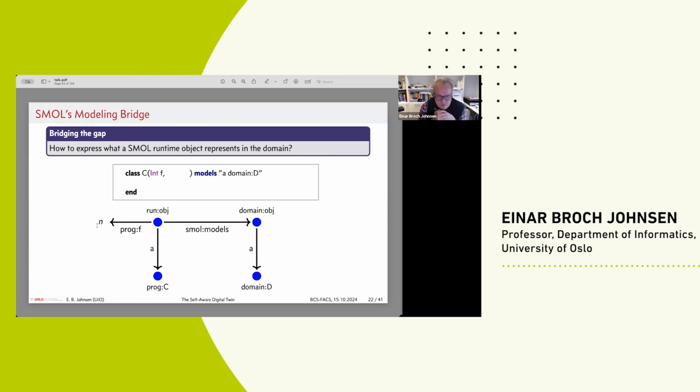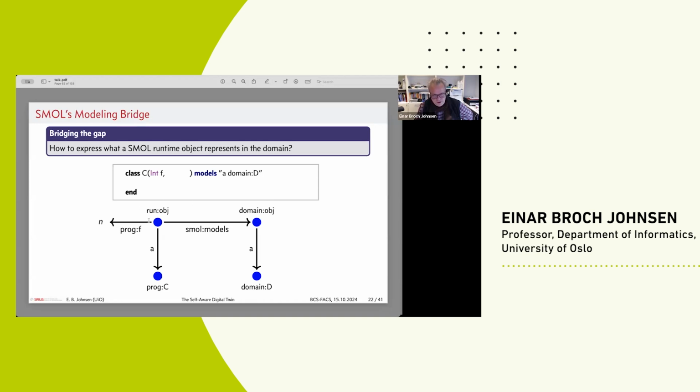But now we want to connect this runtime object to domain information. So let's say we want to tell our knowledge graph that this runtime object is really representing some instance of a domain concept D. So here we are moving from a class C to some domain concept D. And the way we do it is to say that we want to link this object to some individual of this concept.